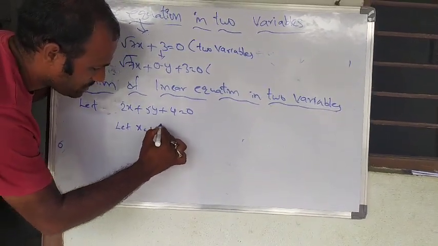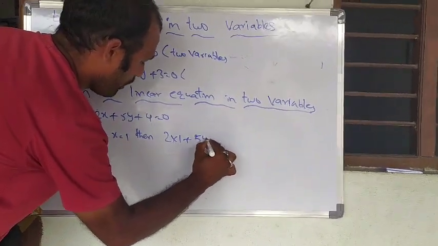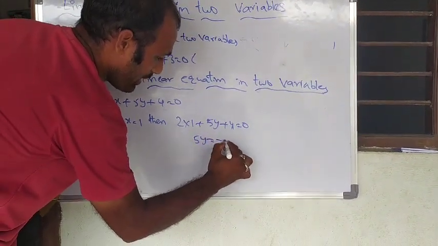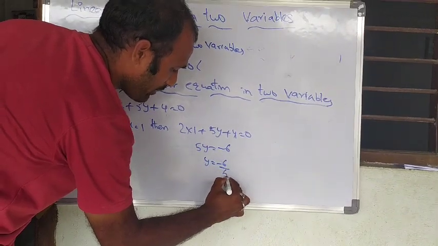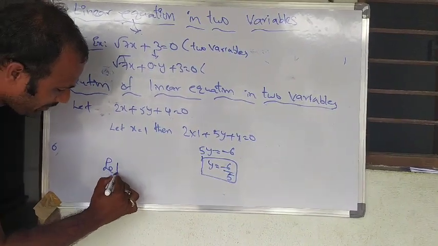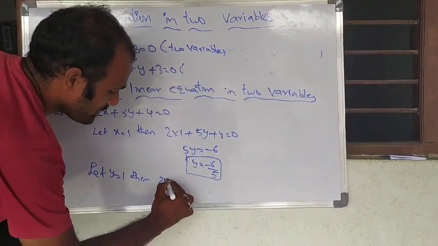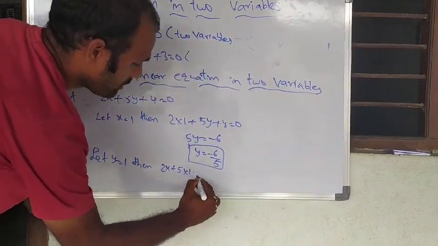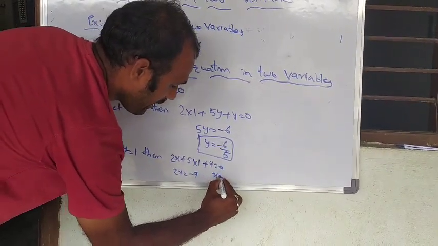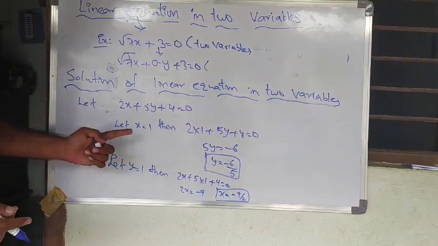If we assume x is equal to 1, then 2 into 1 plus 5y plus 4 is equal to 0. So 5y is equal to minus 6, y is equal to minus 6 by 5. So this is one solution. Next, let y is equal to 1. Then 2x plus 5 into 1 plus 4 is equal to 0. So 2x is equal to minus 9, x is equal to minus 9 by 2. So we are getting two solutions.